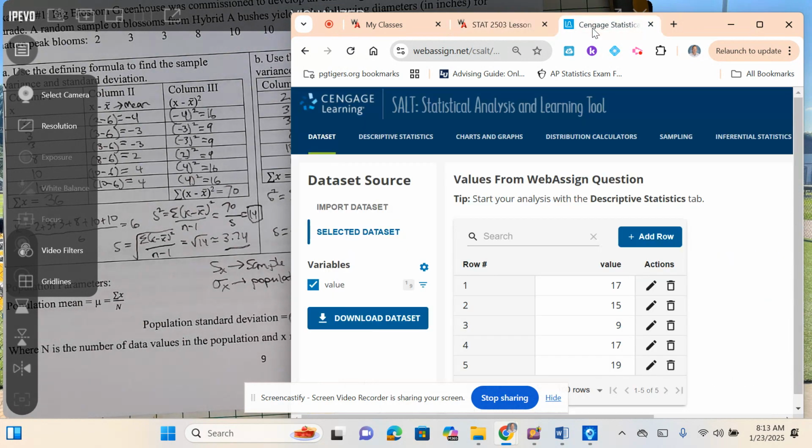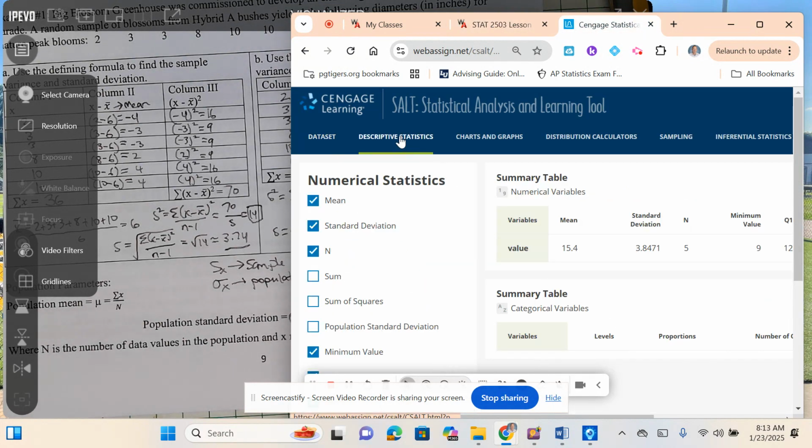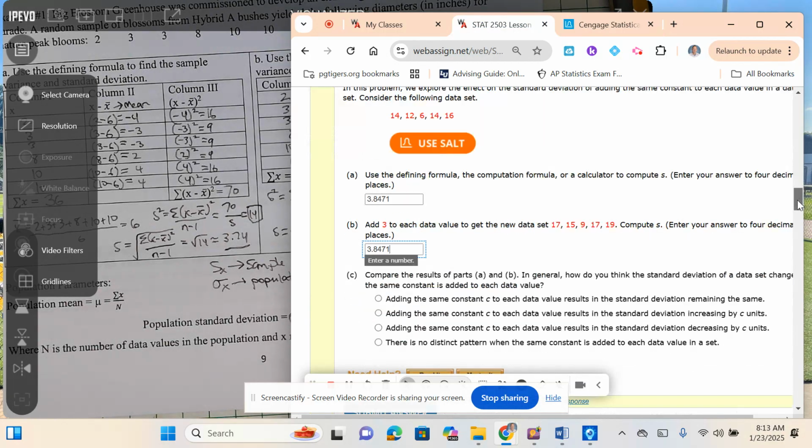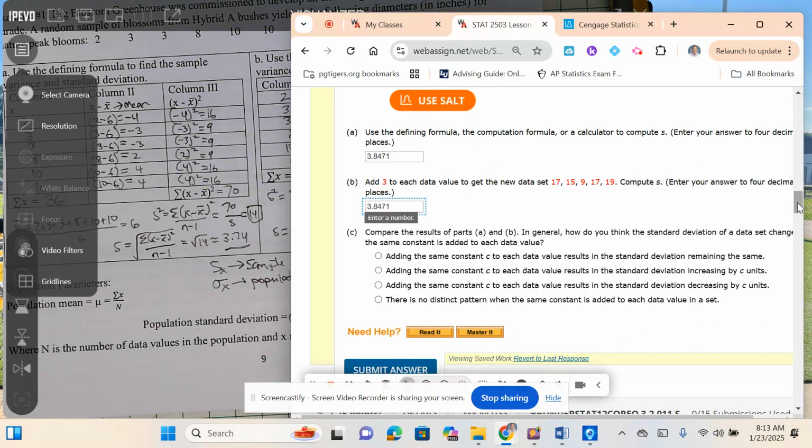And then what I can do is go back to descriptive statistics now, and it will update my new standard deviation. So Control C, Control V. Uh-oh. What are we noticing here? They're the same. Okay, so there's a thing that we got to talk about. Adding the same constant to the data values results in the standard deviation staying the same.